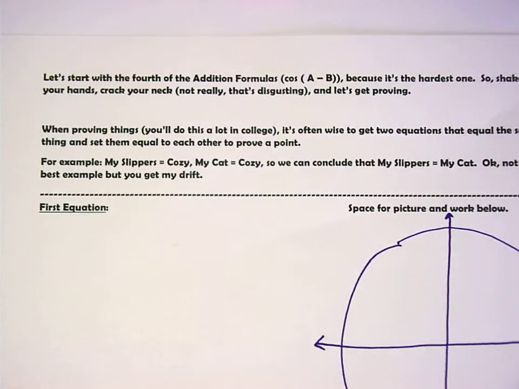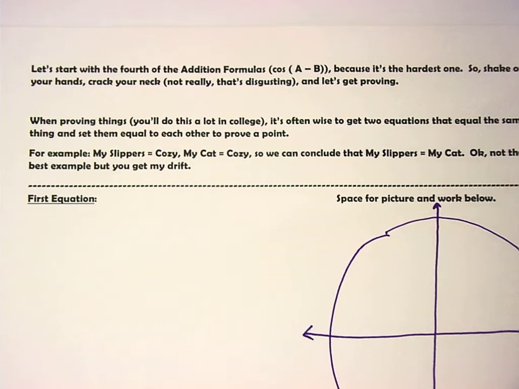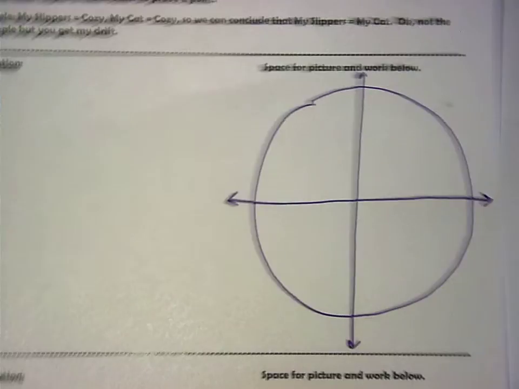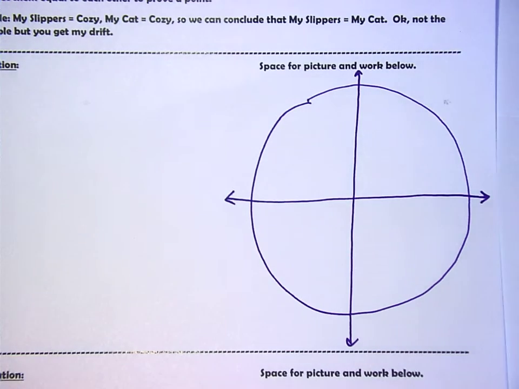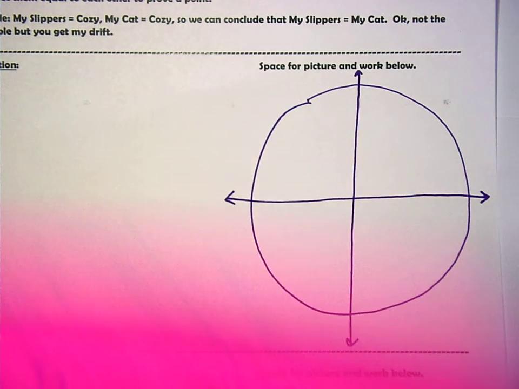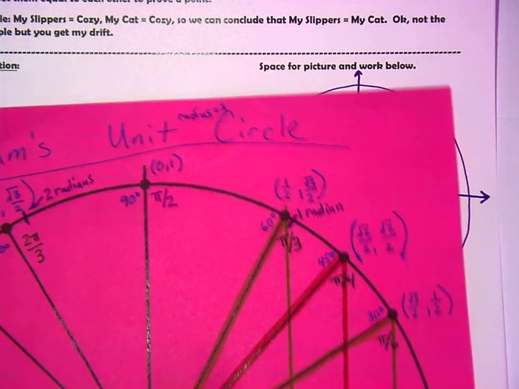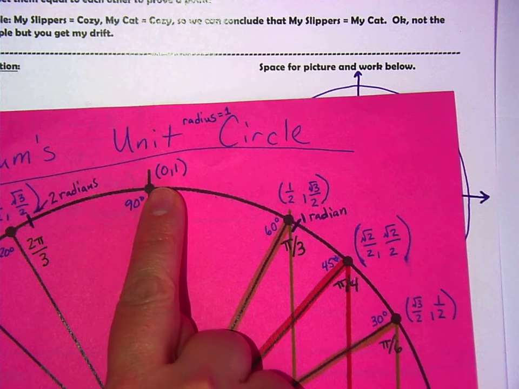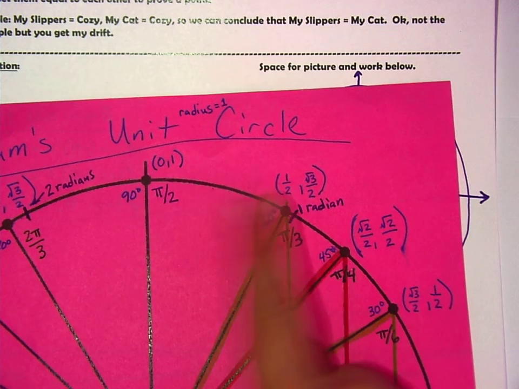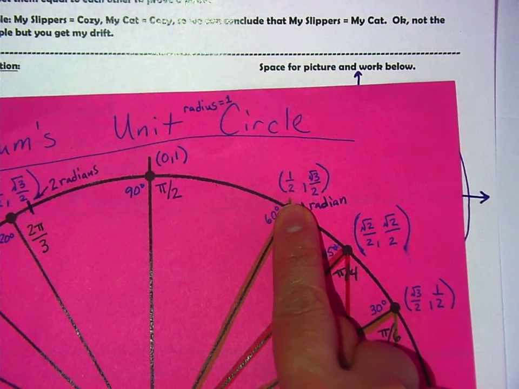So let's start, we're trying to find out the cosine of A minus B. Now you would think if you were trying to find, let's do something obvious, what is 90 degrees minus 60 degrees? 30, right? 90 minus 60 is 30. So if you take the cosine of 90 degrees, which is 0, and you subtract the cosine of 60 degrees, which is 1/2, what do you get?